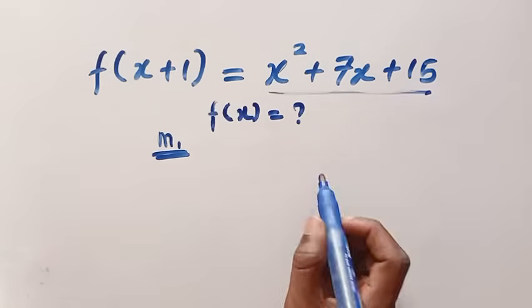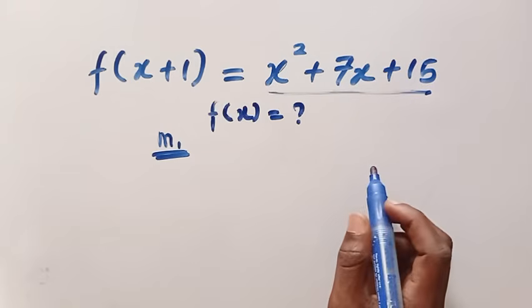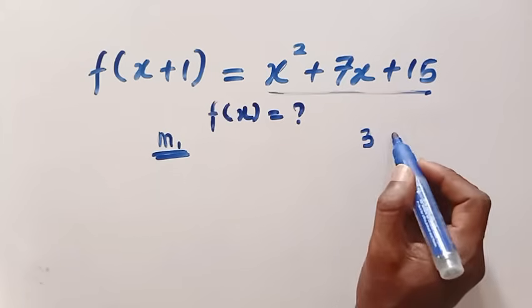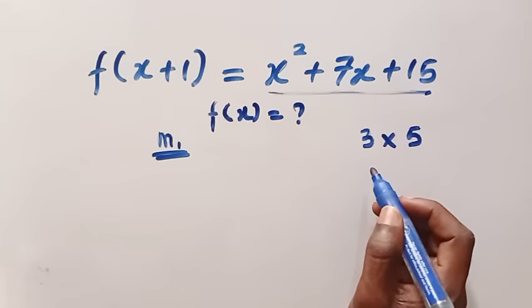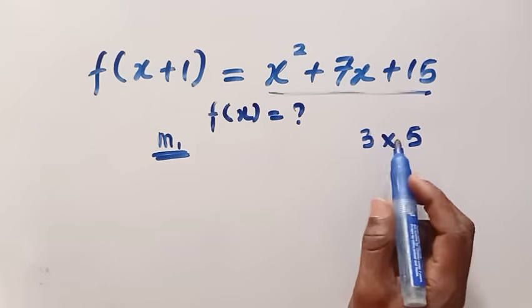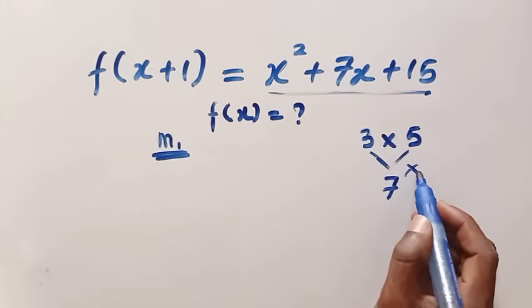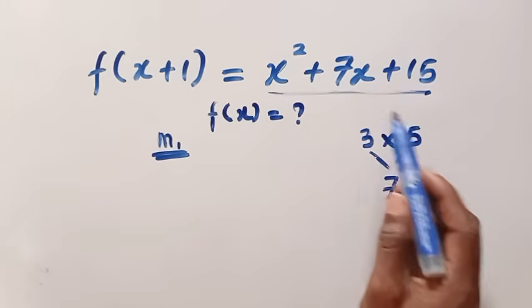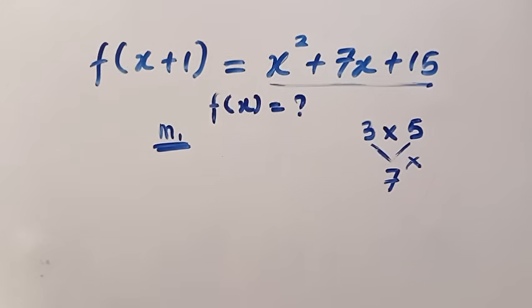So looking at different numbers, like let's say 15, numbers that we can multiply together that give us 15. Possibly we have 3 times 5, 5 times 3, 1 times 15, negative 3 times negative 3, and others like that. But if you add these together, this does not give us 7. So therefore we cannot factorize this directly, and this is how we are going to do it.